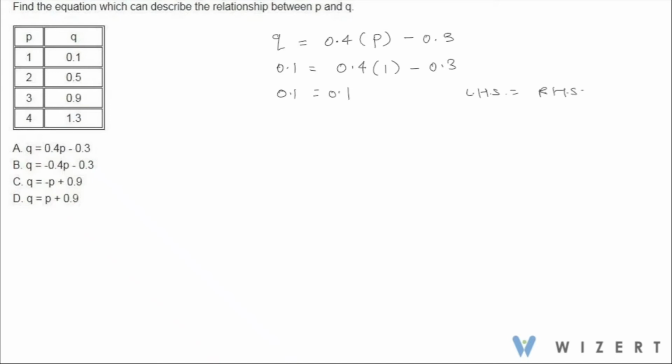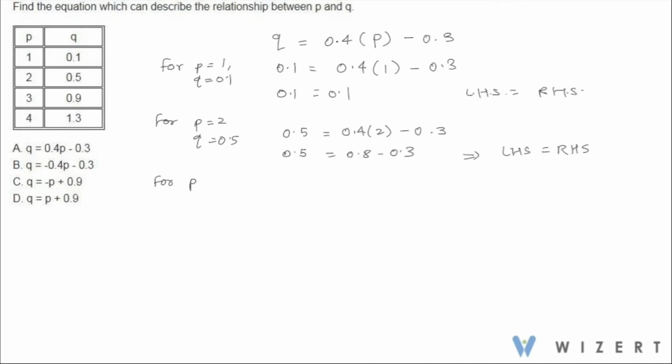Let's check for the other three values of P. For P equal to 1, Q equal to 0.1. For P equal to 2, Q equal to 0.5, let's see. 0.5 equal to 0.4 into 2 minus 0.3. So this is going to be equal to 0.8 minus 0.3, which is 0.5. So we get LHS equal to RHS.